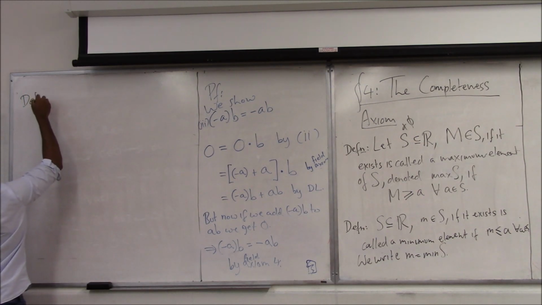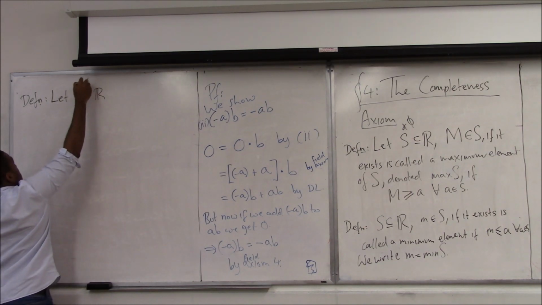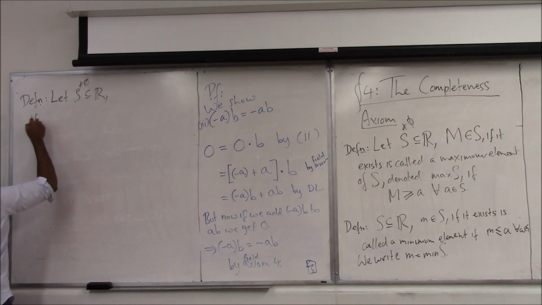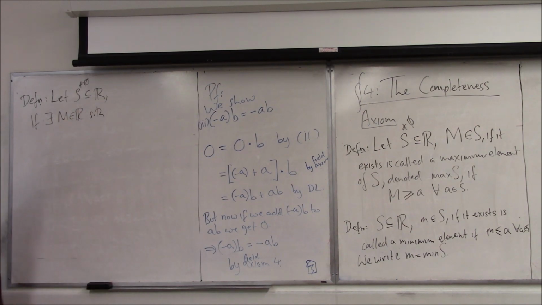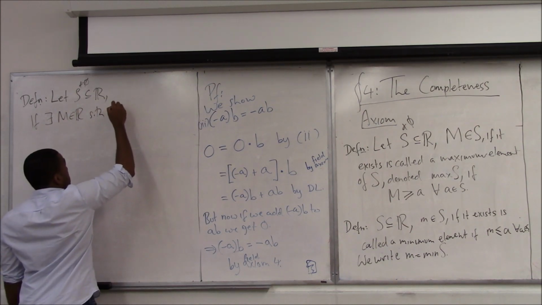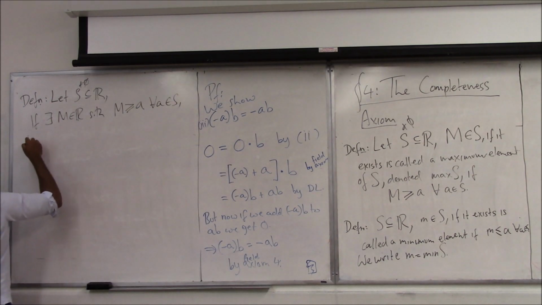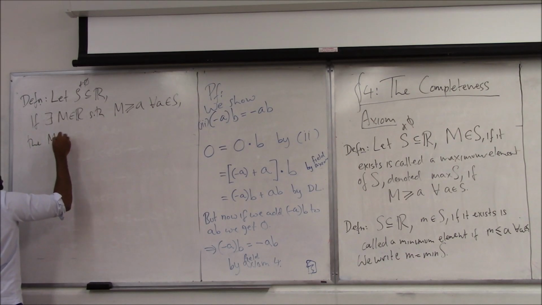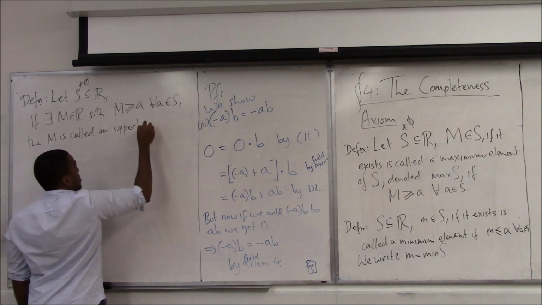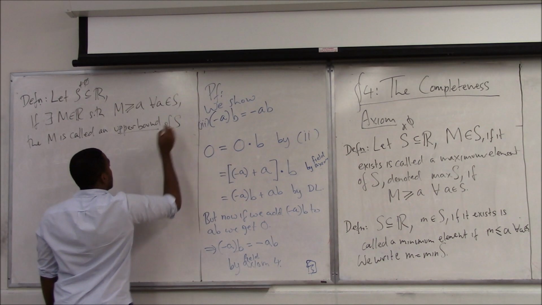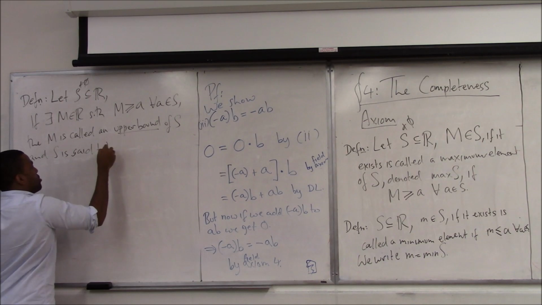Definition. Let S be a subset of R, we're assuming it's not empty. If there exists an n in R, such that it may or may not be a member of S, but such that n is greater than or equal to A for all A in S, then n is called an upper bound of S. And S is said to be bounded above.